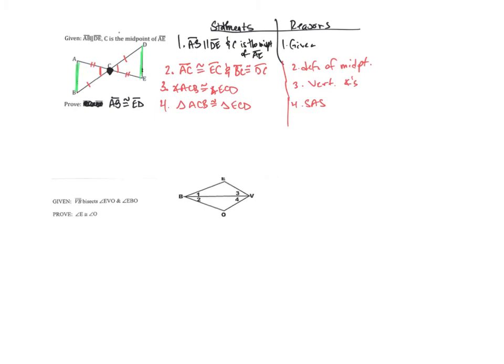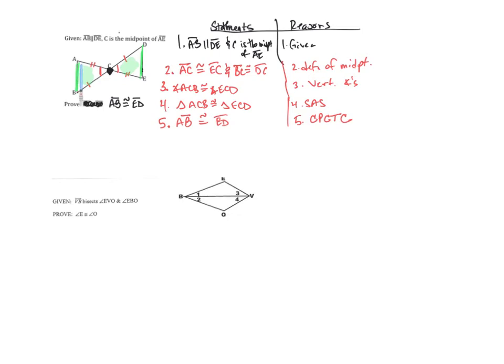Well, since these two triangles I've just proven to be congruent, right here and right here, it'll fall that all their corresponding parts are congruent, so that means AB will be congruent to ED, and that's by CPCTC.